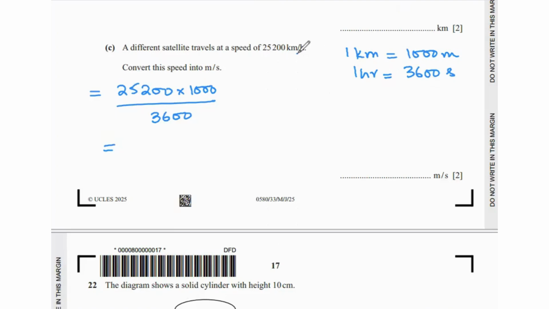But over here, it's per hour. So that means the hours come in the denominator. So we're multiplying 1 with 3,600. That means we're dividing the entire thing by 3,600 basically. So that is going to give us 7,000 meters per second for the speed.